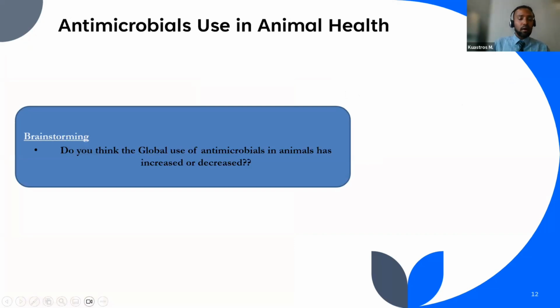So, as you mentioned earlier, antimicrobial use is one of the problems in causing or aggravating the issue of AMR, particularly in developing countries or in low and middle income countries. So do you think the global use of antimicrobials in animals has increased or decreased in the past year? This is also what I would like to pose as a brainstorming question for you.